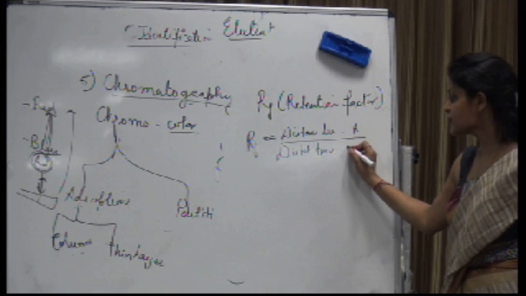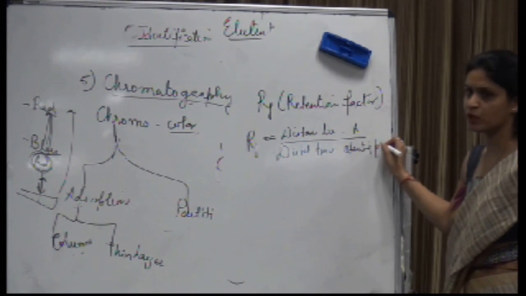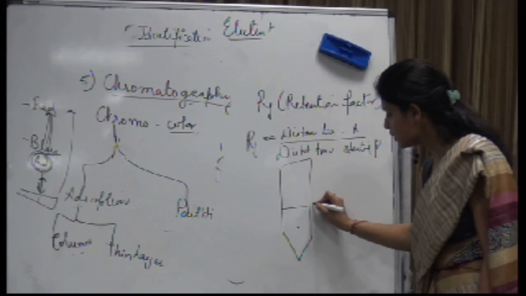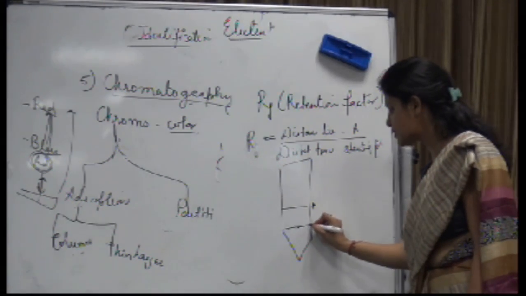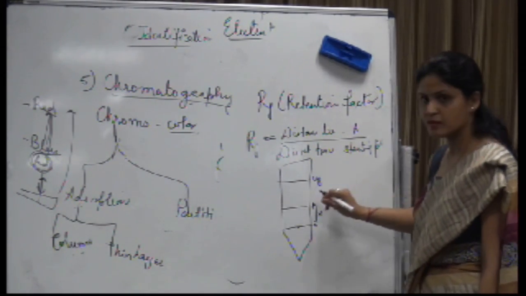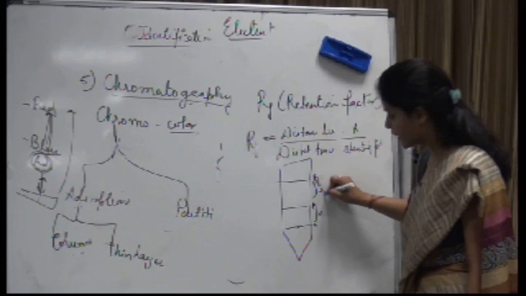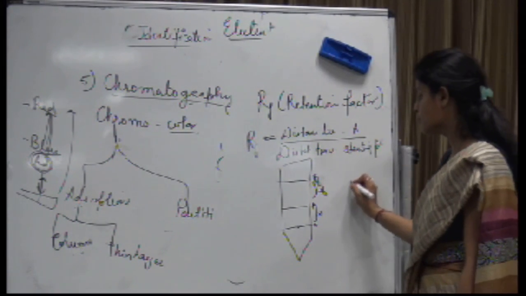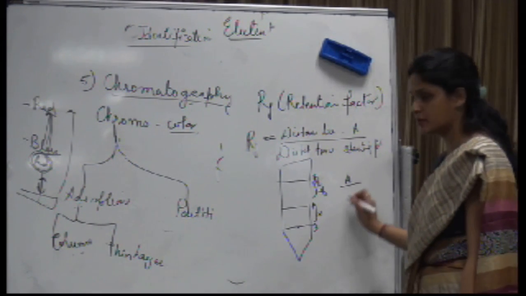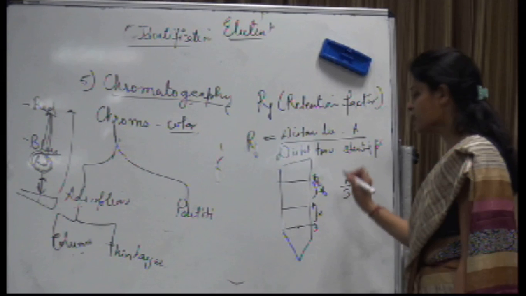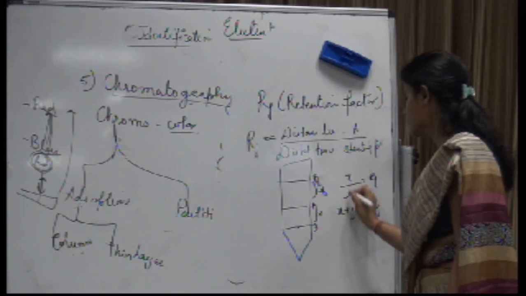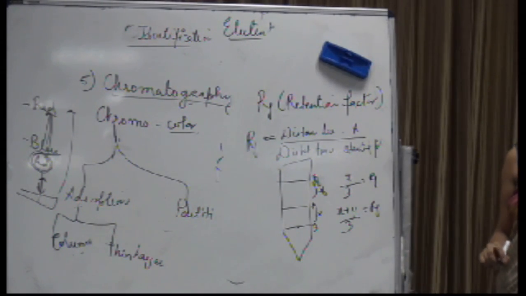from the starting point. That means if I put the dot over here and mark this as 0, and the compound A has travelled till this distance x, and B has travelled this y. Suppose the total length was say 3, then the retention factor for A would be x by 3, and for B it would be x plus y by 3.